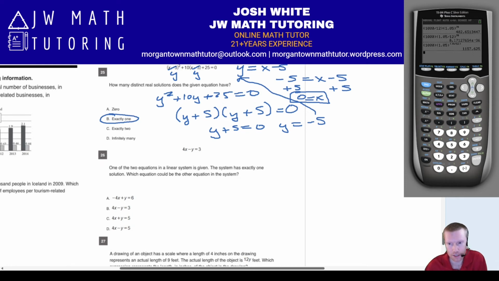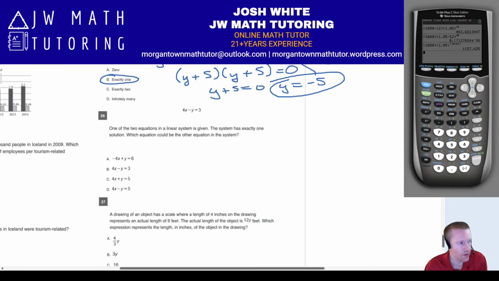You could technically have known that when you got to this step, because if there's only one value for y, then there's only going to be one value for x. But I went through the extra work to show you and confirm that there's only one real solution to this equation.